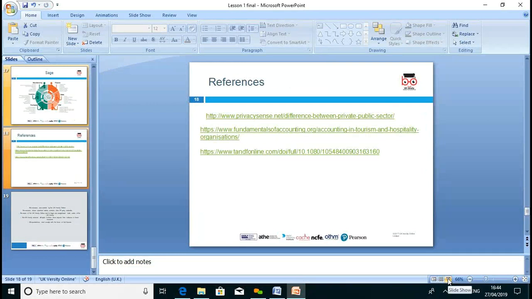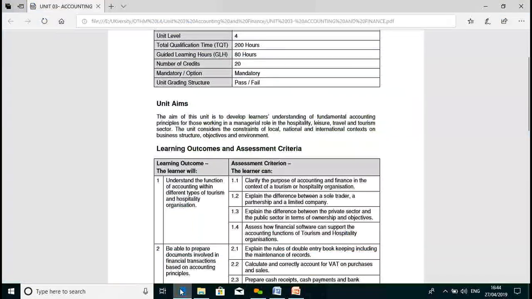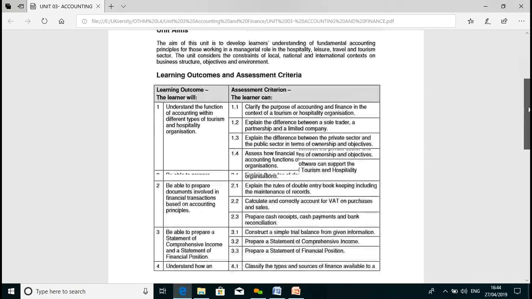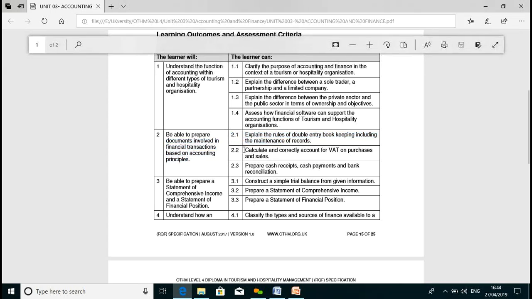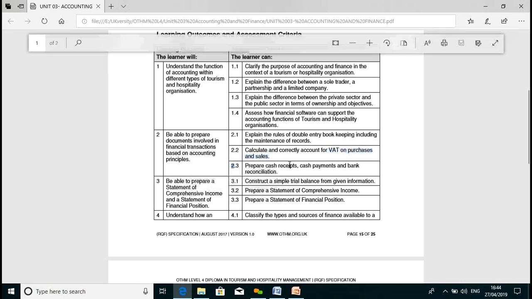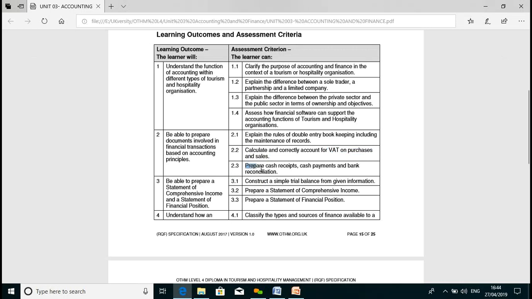In the next lesson, we'll go through LO2, which is about being able to prepare the documents involved in financial transactions. I'll go through double entry bookkeeping and some examples of it. We'll go through VAT, which stands for value added tax. In other countries it's called GST, goods and services tax. We'll see why it is important, and we'll prepare the cash receipt, cash payment, and bank reconciliation.